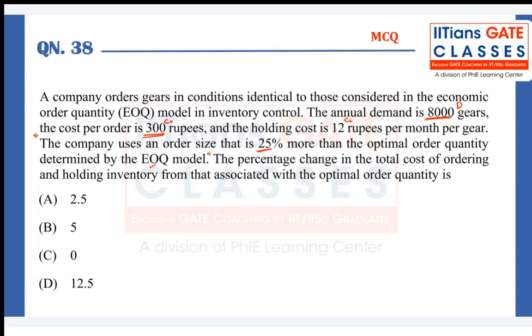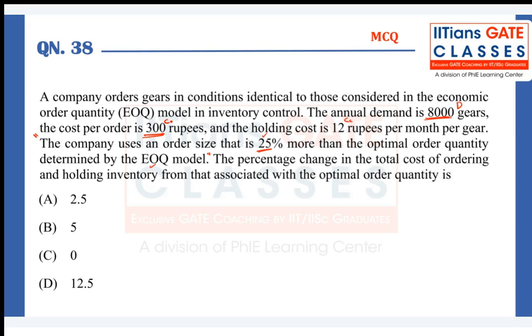Now, the percentage change in the total cost of ordering and holding inventory associated with the optimum order quantity. Okay. Now, what they're telling is, if they order 25% more than the EOQ quantity, what is the total cost? Similarly, at EOQ, what is the total cost? Then, if they order 25% more, what is the change in total cost? I hope you understand, guys. It's a simple logical question, right? That is what I'm trying to tell you here.